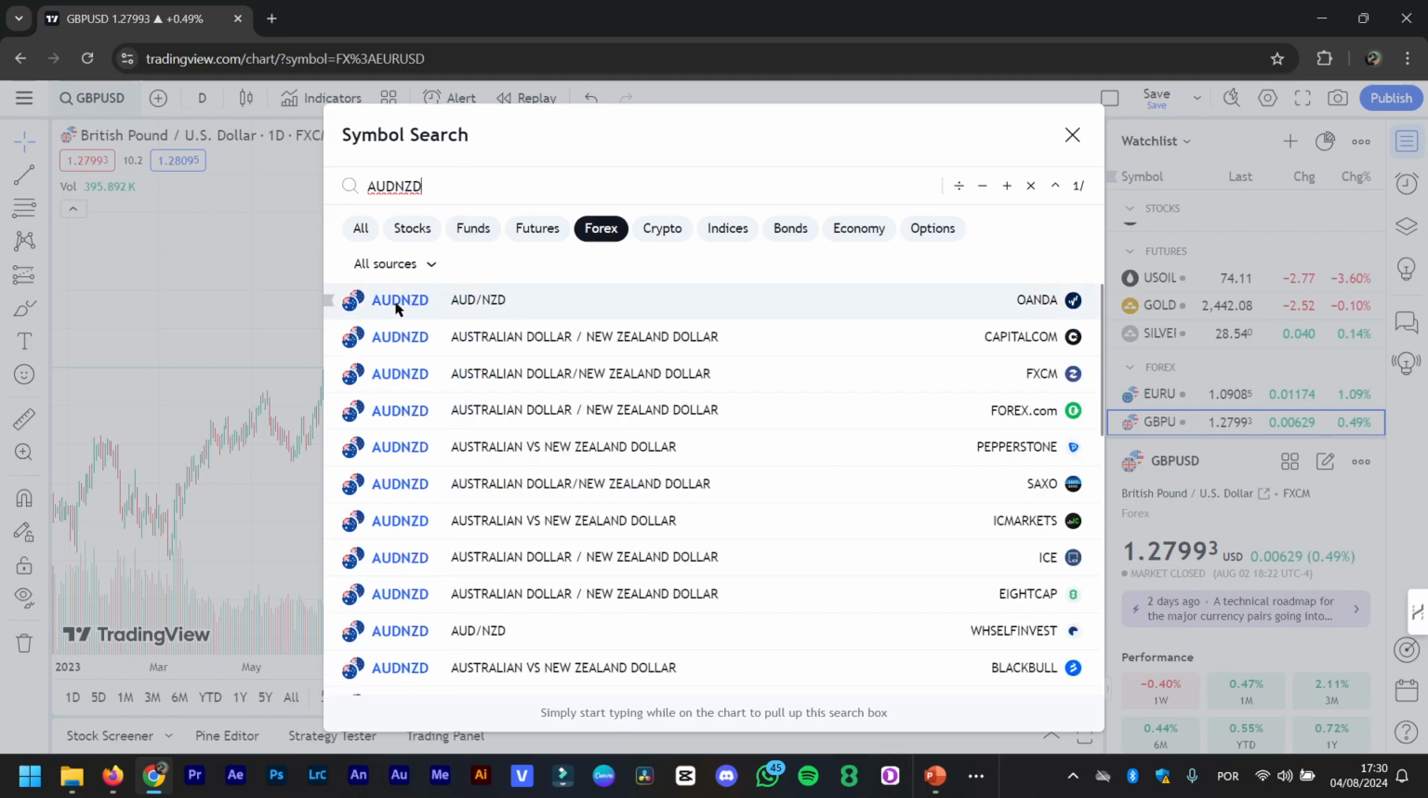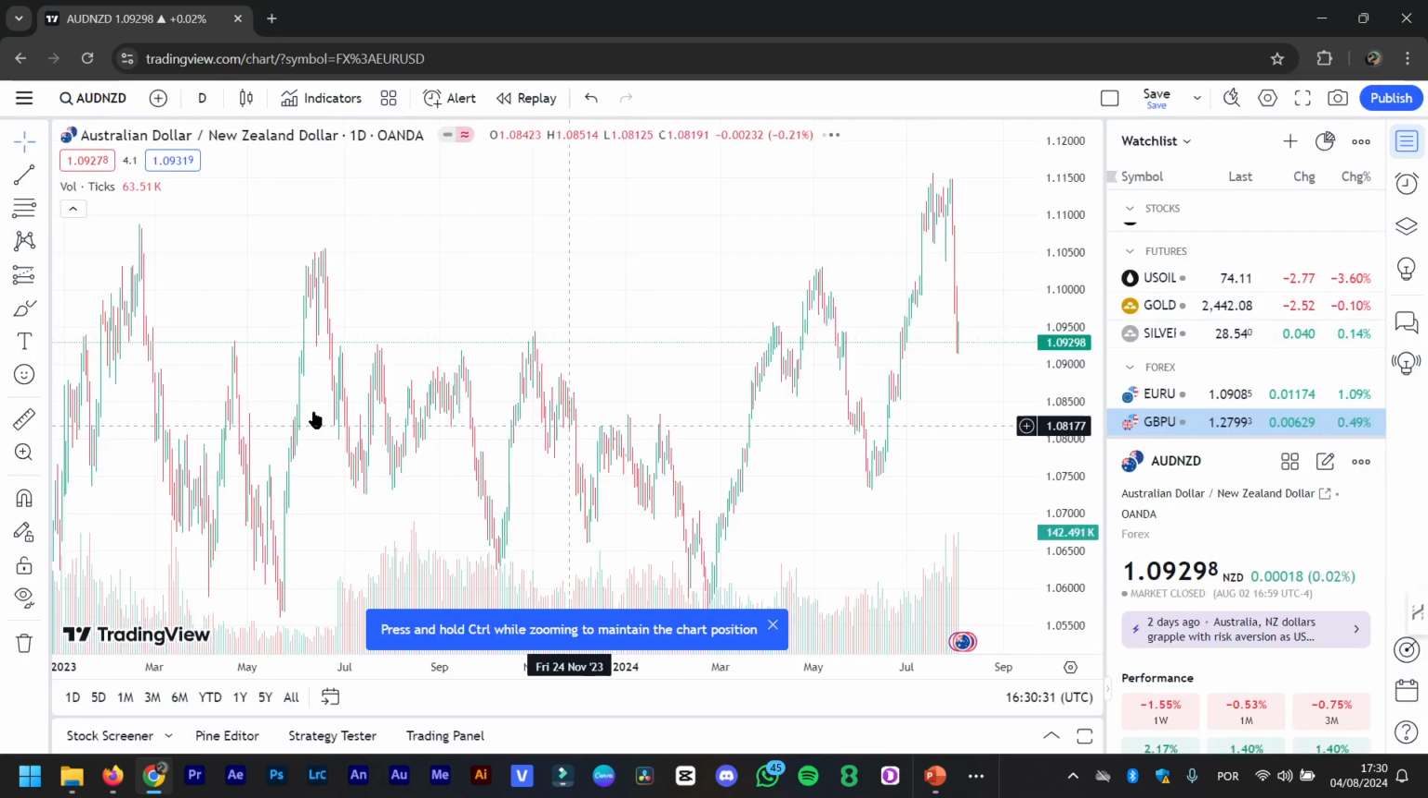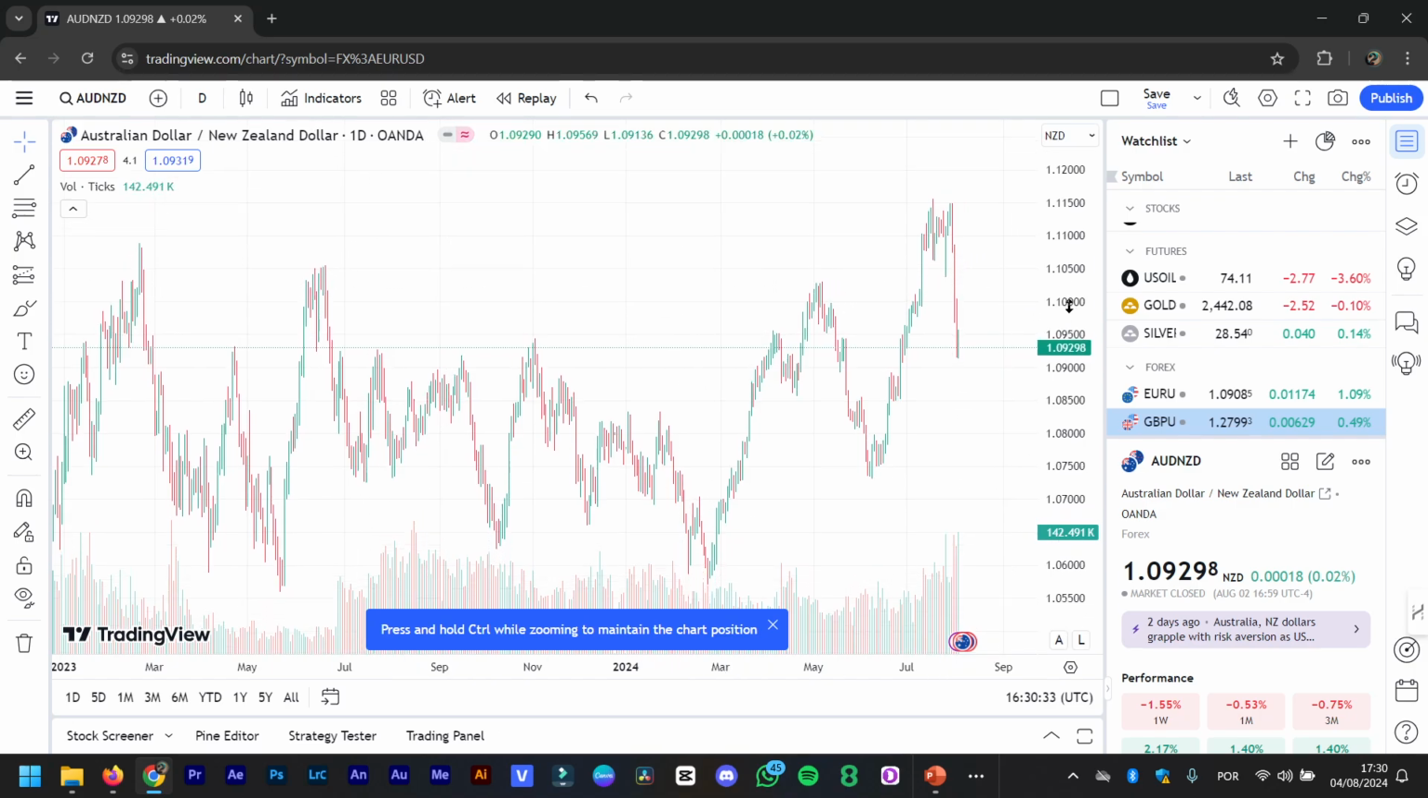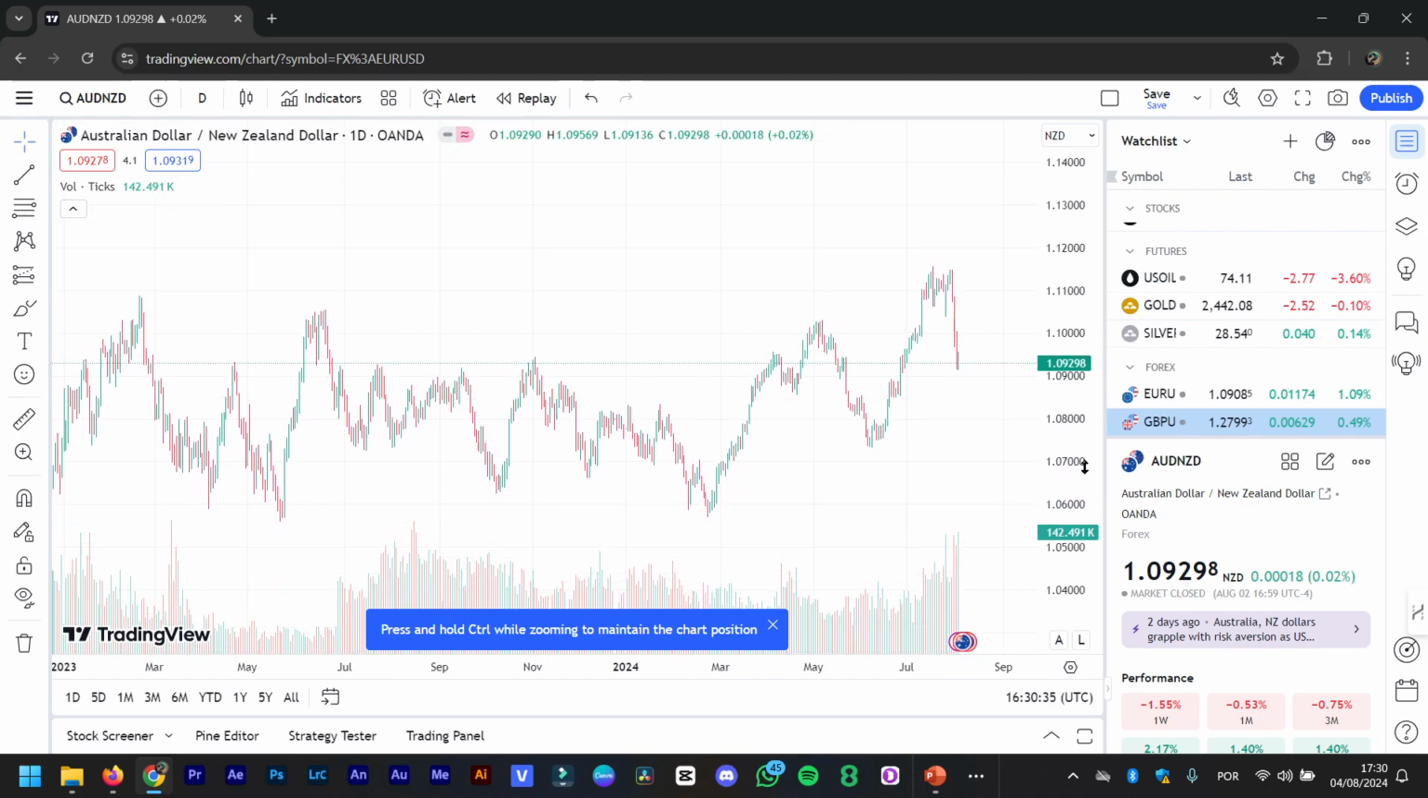As you can see, this is AUD NZD. Remember that AUD is the base currency and NZD is the quote currency. Let me click here, and this is the market. This is the AUD NZD currency pair, and these are part of the minors, because they are less traded than the majors.